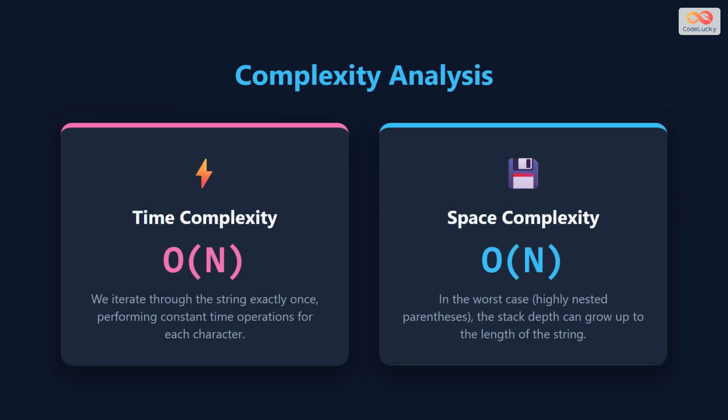This solution is very efficient. The time complexity is big O of n because we process each character exactly once. The space complexity is also big O of n, as in the worst case of deeply nested parentheses, our stack grows proportionally to the input size.